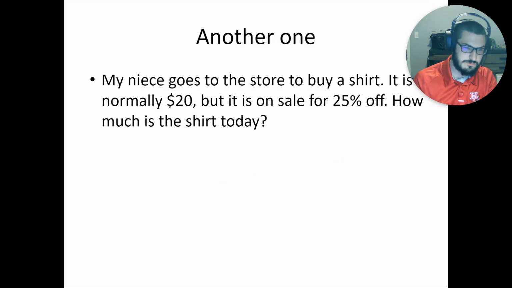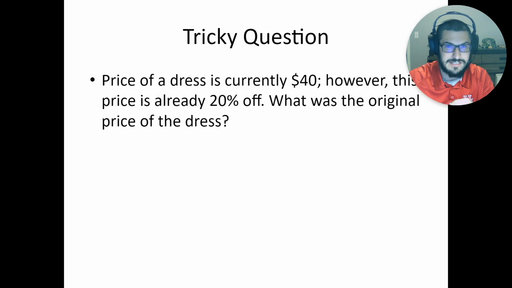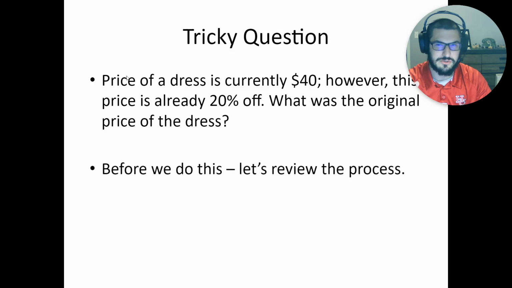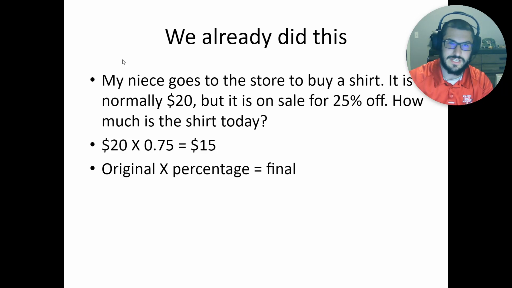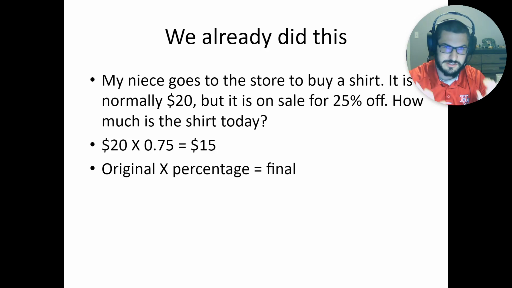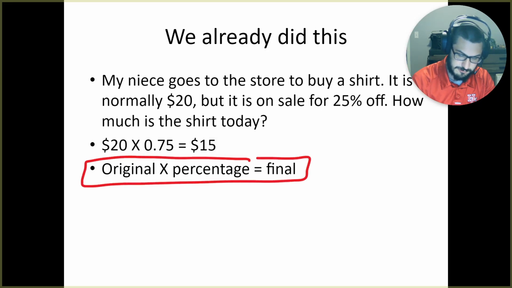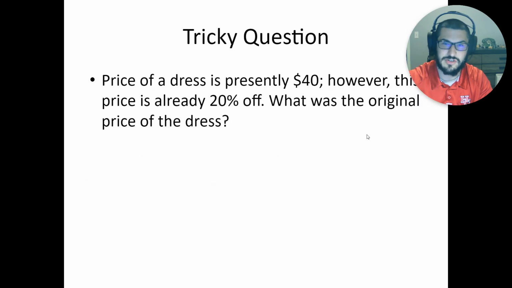Okay. A bit of a trickier question is if you see a price of a dress is currently $40, but it's already 20% off, and you want to know what the original price of the dress is. Okay, so a little bit trickier, but you can tackle it. Before we do, let's go ahead and review what we did in the last problem. In the last problem, we had $20 of the original price and 25% off, so we multiplied by 0.75. We saw that the formula that we used was original times percentage equals the final. So we're going to use that and try to piece that together.